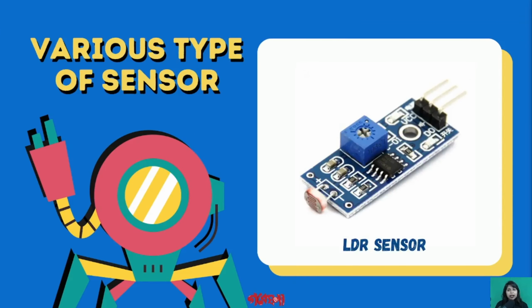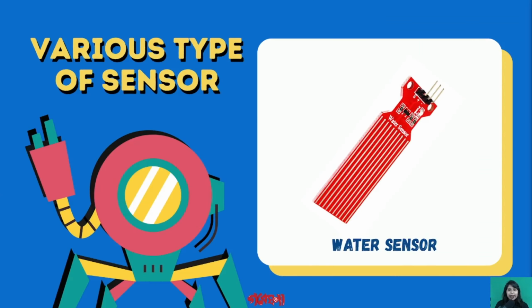LDR sensor means light dependent resistor sensor. It measures the light intensity. Its resistance is high in the darkness and low in the light. It is used in LED lights and automatic light control. Water sensor detects the presence of water. It helps activate alarms or pumps during rain or leakage.